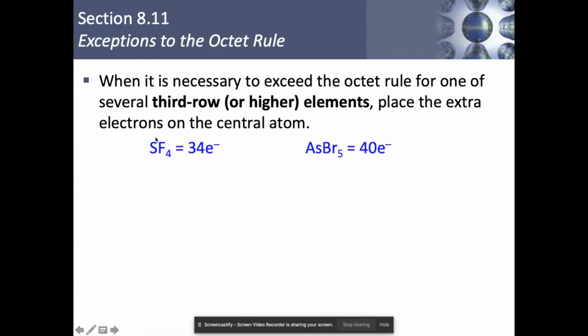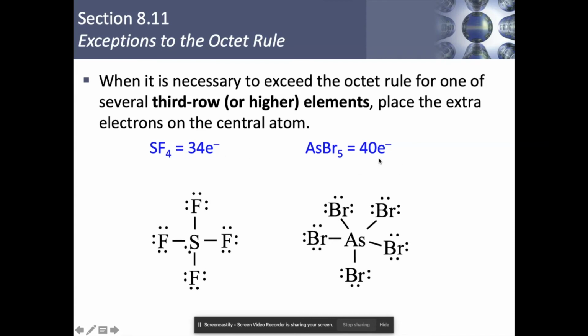So for example, SF4, or this is arsenic, so we've got AsBr5. So 34 electrons, 40 electrons, they're really ridiculously big. And so, for example, here, you would fill in your octet, and then you'd still have 2 extra electrons you need to put somewhere. So keep in mind that if your element is in the 3rd row or higher, you can actually put extra dots on the central atom, and that is considered totally and completely okay.